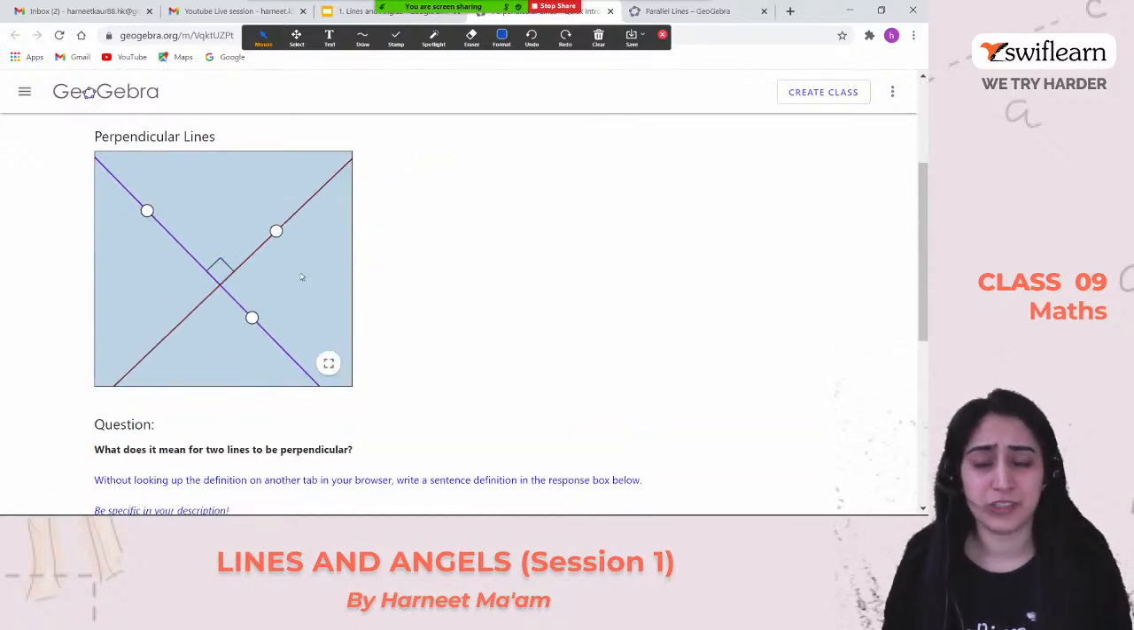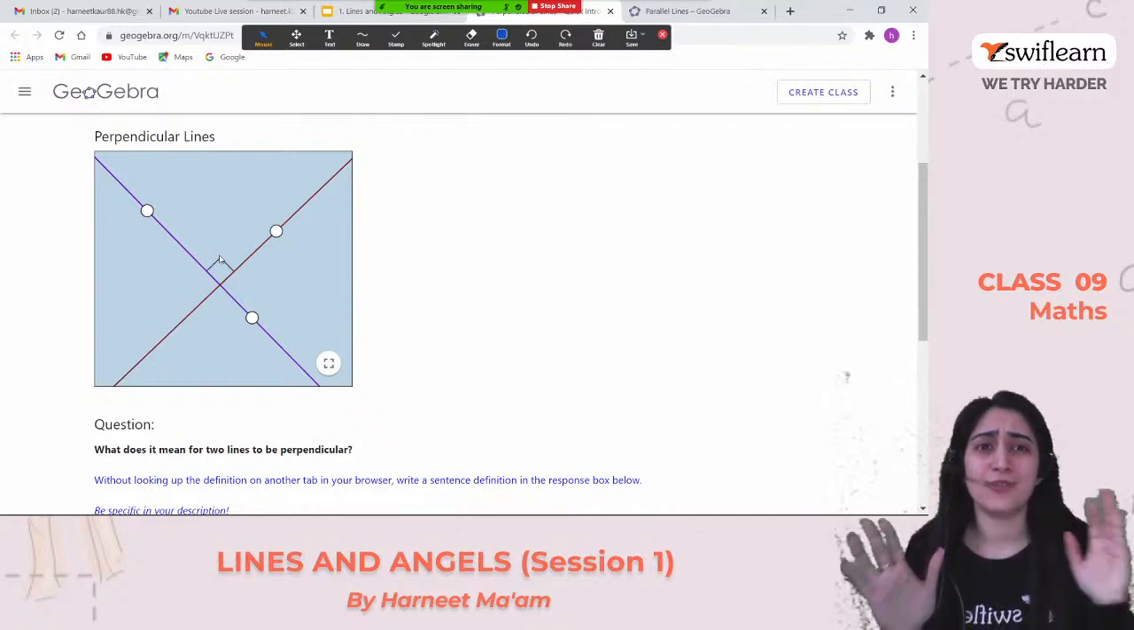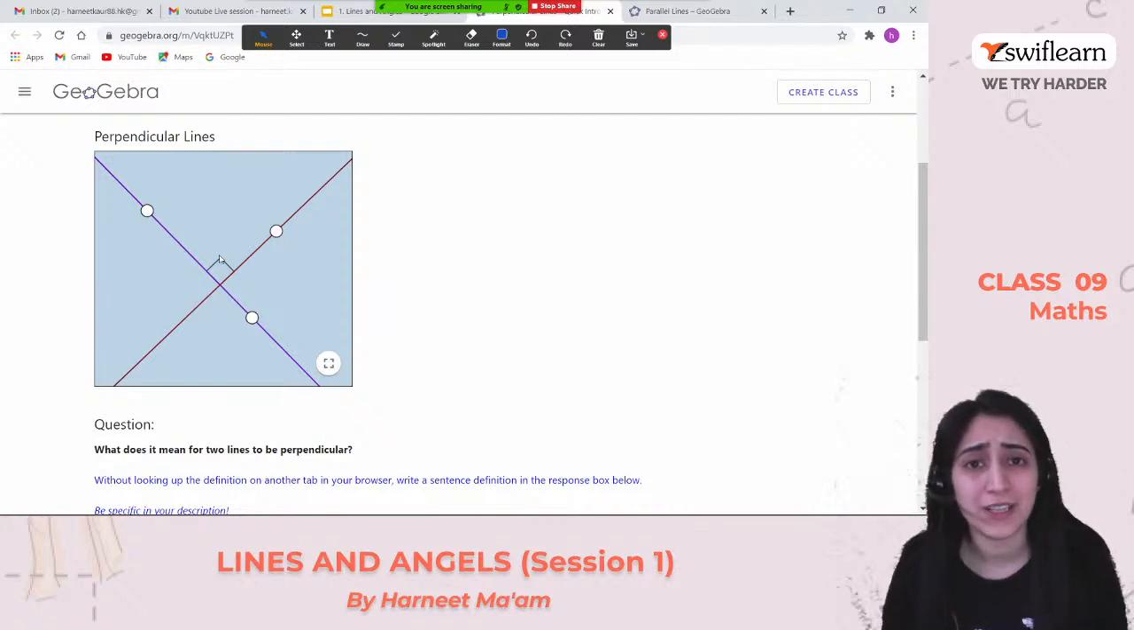Okay. So now you have to tell me, what does this show? This shows 90 degrees, right? So when two lines meet and form 90 degrees, what do we call that? Perpendicular lines. Perfect. Good.